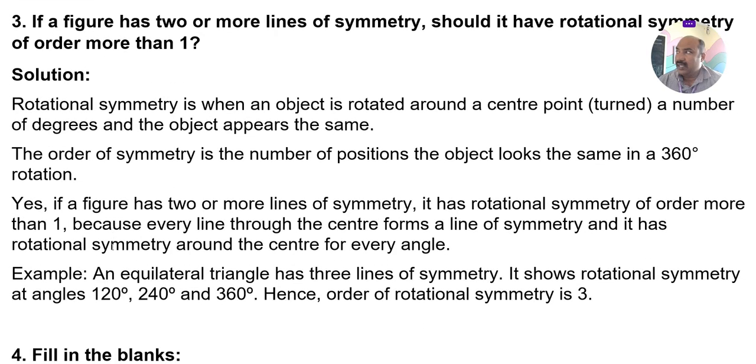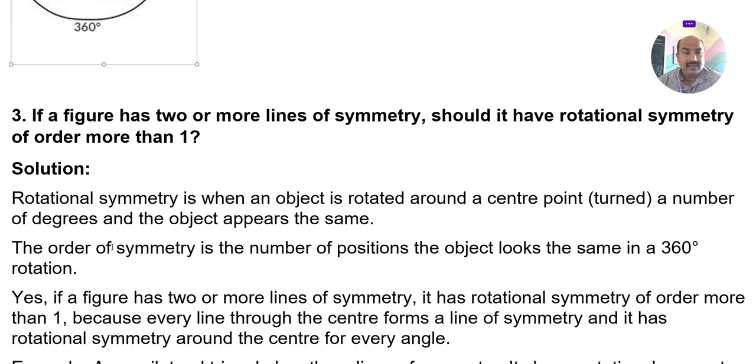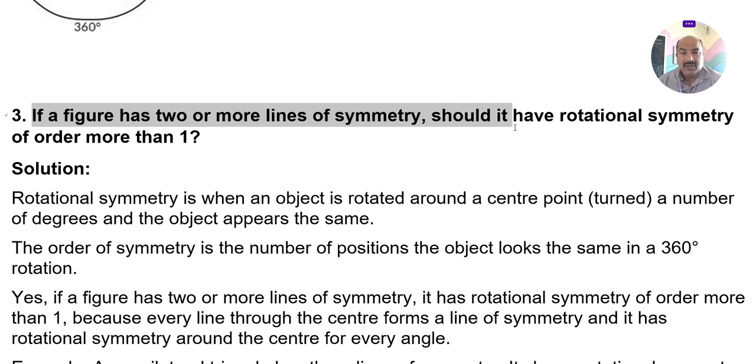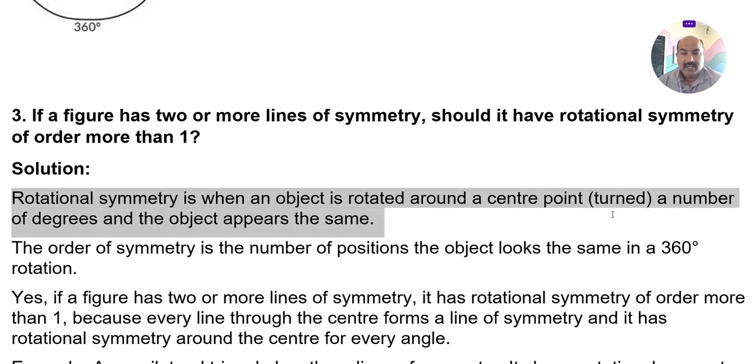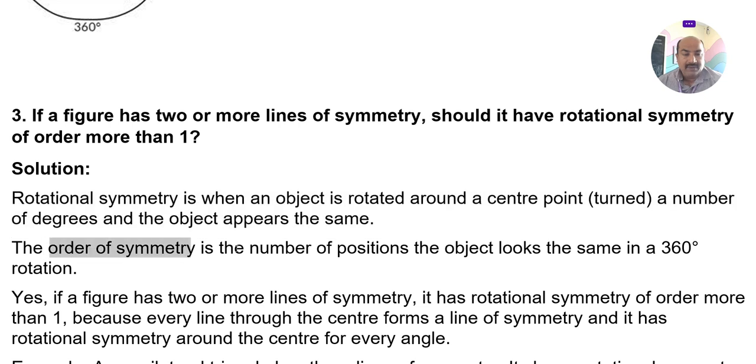Okay. Third one. If a figure has two or more lines of symmetry, should it have rotational symmetry of order more than one? Okay, solution. Rotational symmetry is when an object is rotated around the center point, turned by a number of degrees, and the object appears the same. The order of symmetry is the number of positions the object looks the same in a 360 degree rotation.